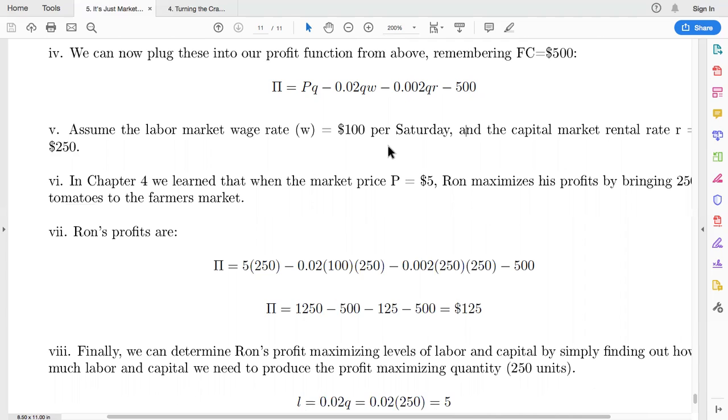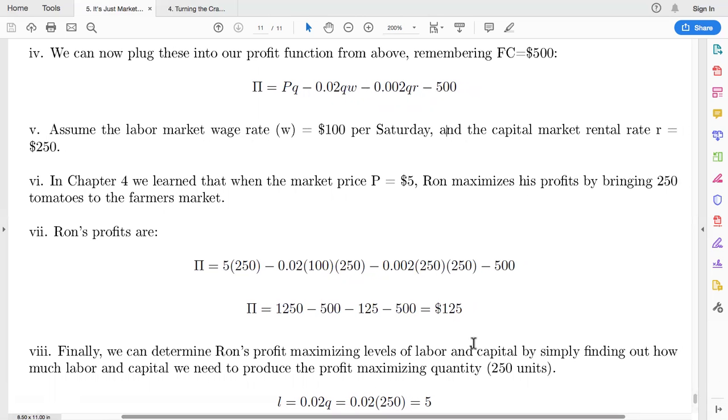If we recall from chapter 4, the market price was $5. And we also remember that Ron maximizes his profits by bringing 250 tomatoes to the market. And again, that was found in the previous example in chapter 4. The profit maximizing number of tomatoes was defined by the market price, right? So the market price, which was the marginal revenue, we said is equal to marginal cost. That gave us the 250 units of tomatoes, which we know maximize profits.